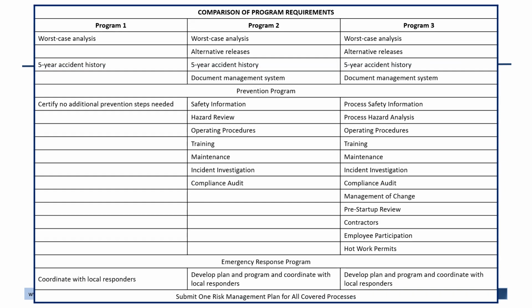This is a very helpful table that clarifies every specific element each program requires. As one may observe, Program 3 requirements include a few additional items such as management of change, pre-startup review, contractors, employee participation, and hot work permits. As a process safety consulting firm, we have provided program development services for many facilities belonging to any of these programs, especially for Program 2 and Program 3 facilities.